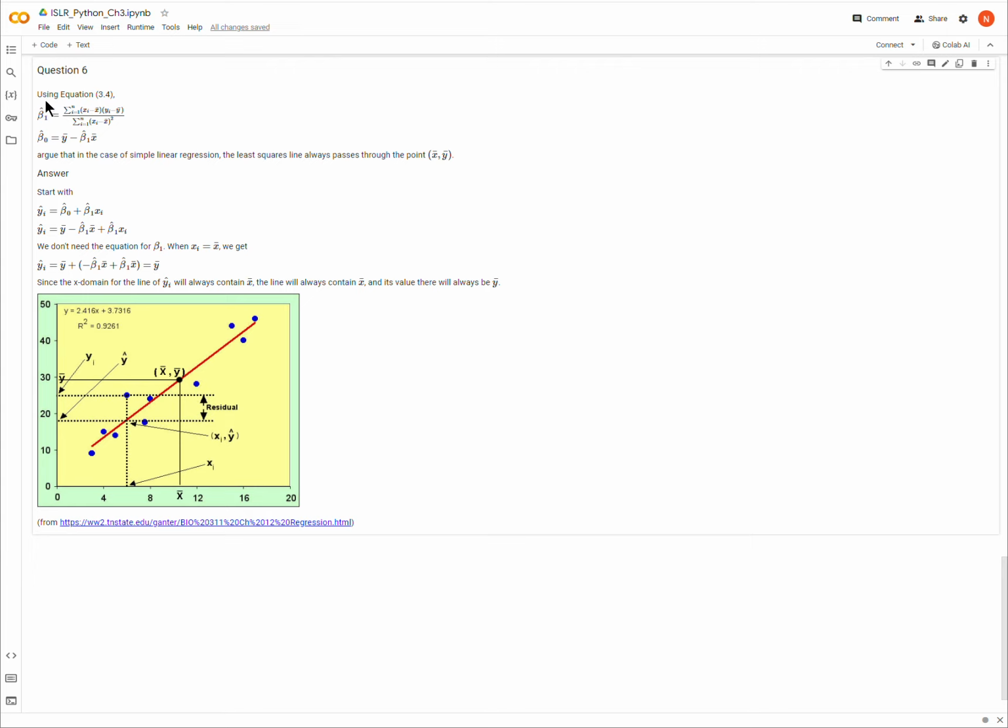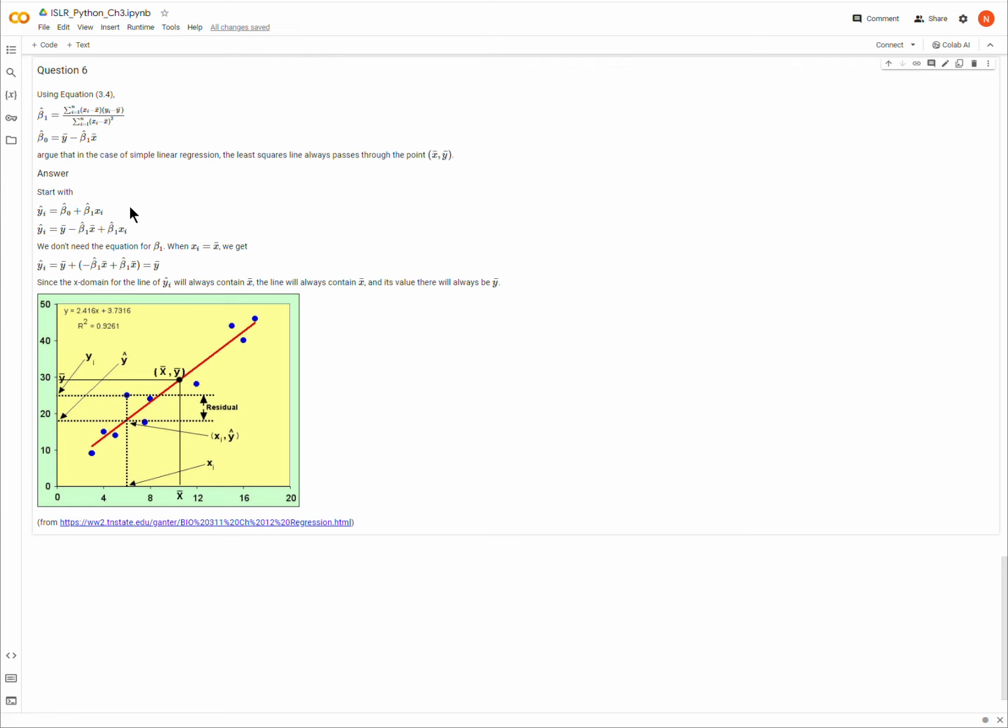Okay, here is the question, and it says using equation 3.4, which is in the book, but which I've reproduced here. So it's actually two equations, one for beta 1 and one for beta naught, or beta 0. Argue that in the case of simple linear regression, which is what we've been working on, the least squares line always passes through the point x bar and y bar, where x bar and y bar are the mean values for x and y.